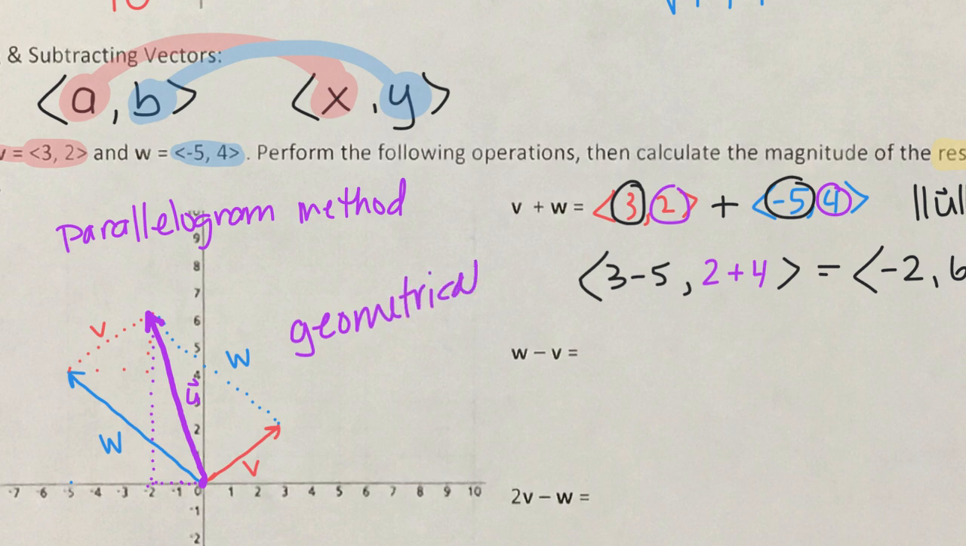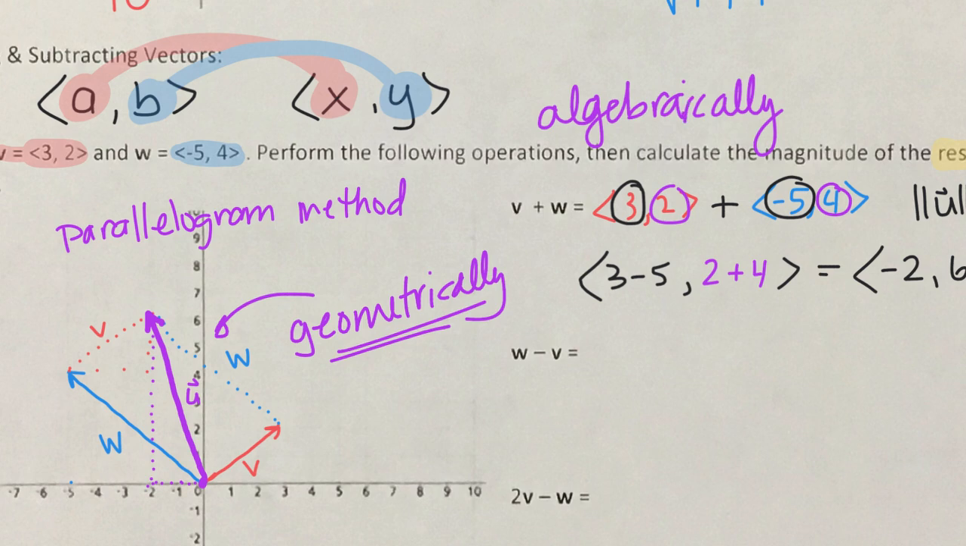Okay, so we can do it geometrically, right? If we put it on a grid, that's called adding geometrically. Or we can do it algebraically, which is just adding and subtracting, the algebra. So there's two methods we can use to calculate the resultant of the operations of two vectors. We can do it on a picture using the parallelogram, or we can do it as algebra. Algebra is usually pretty simple, pretty easy to do.